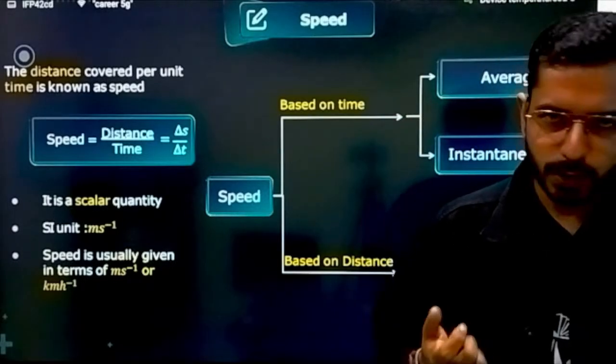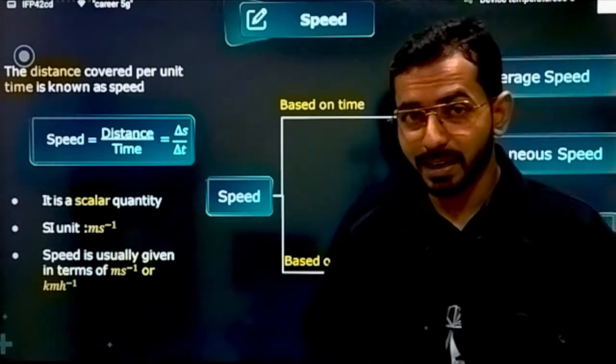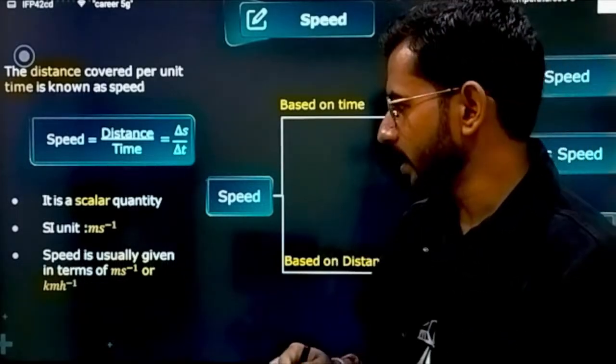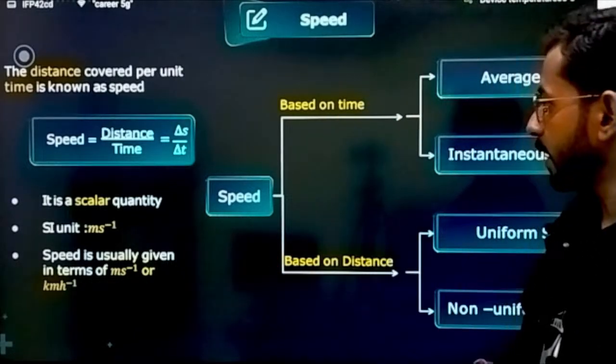Distance divided by time, unit meter per second. It is a scalar quantity. Velocity is a vector quantity. These kinds of basic things should be clear to you. These are the things that are written here.